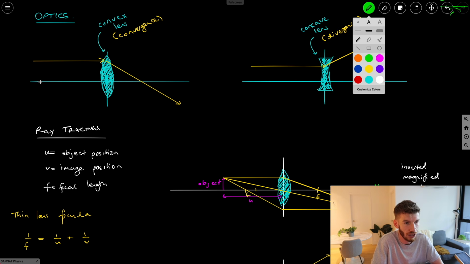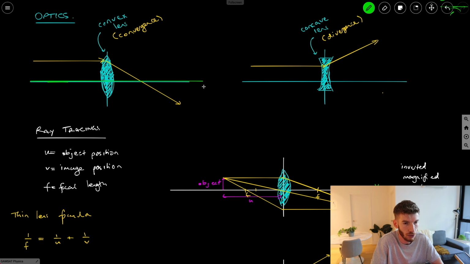So if we take this as just the central position, the principal axis here, and we've got some light coming in at this position, the lens will bend it inwards onto its focal length. So it'll have a particular focal length which will determine how much it bends the light, and then this will help converge the light and form an image.